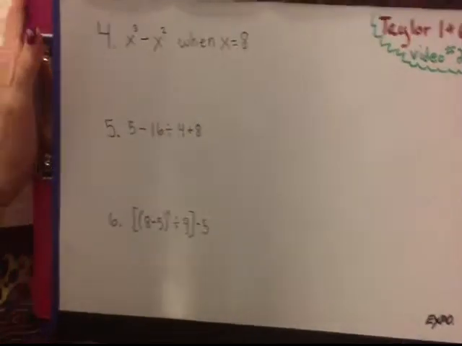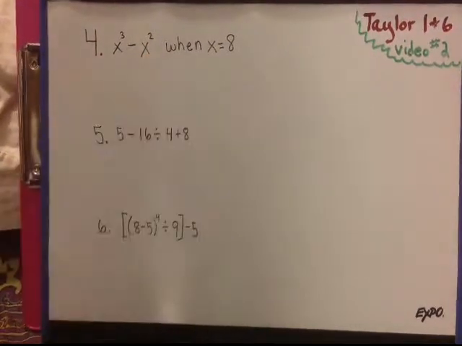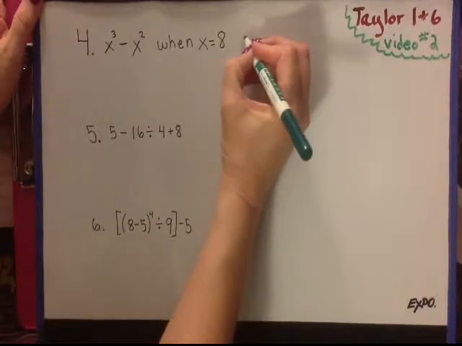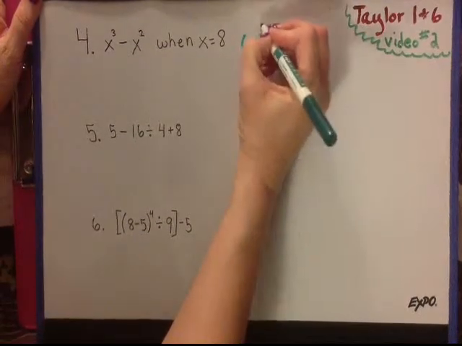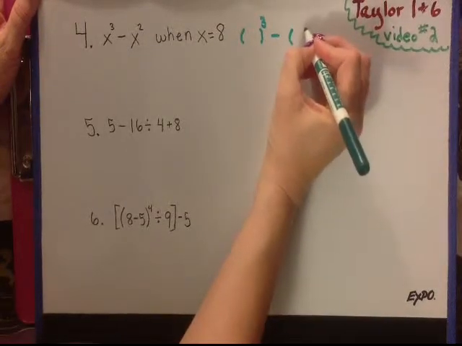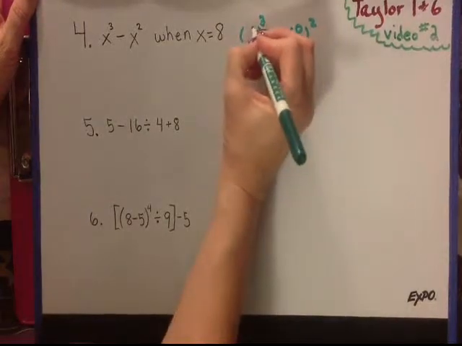Problem number 4 says x to the 3rd power minus x to the 2nd power. And we're told that x is 8. So to begin with, we've got x to the 3rd power minus x to the 2nd power, or 8 to the 3rd power minus 8 to the 2nd power.